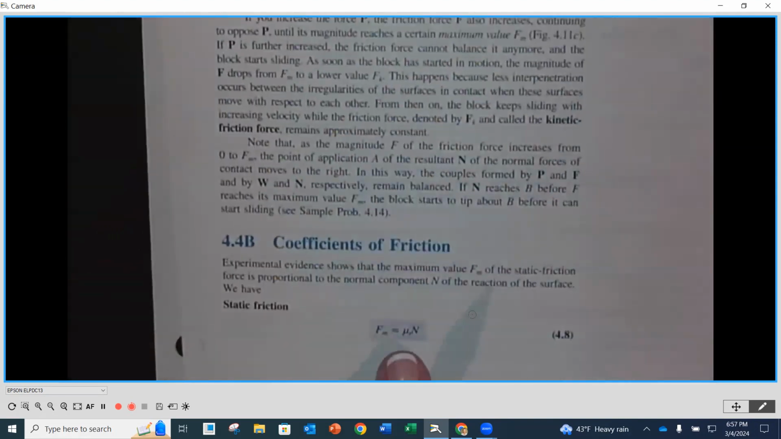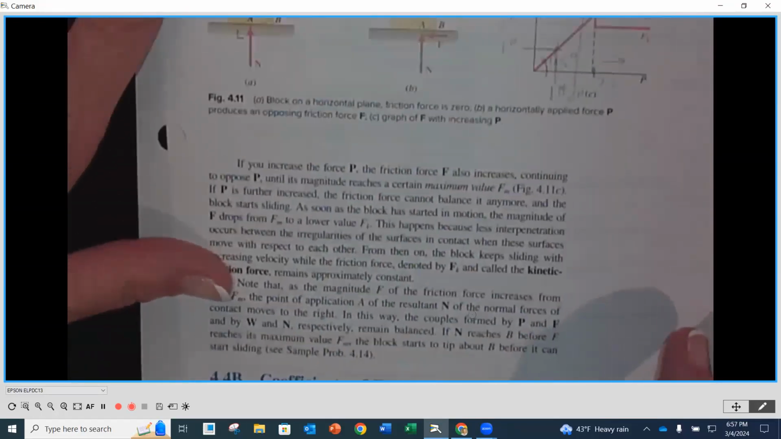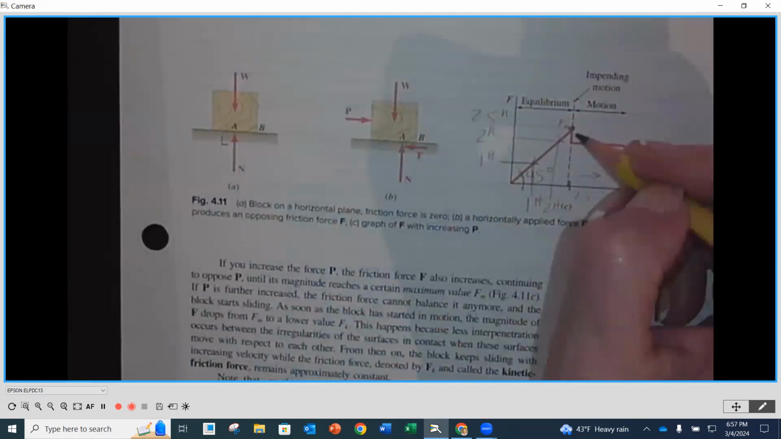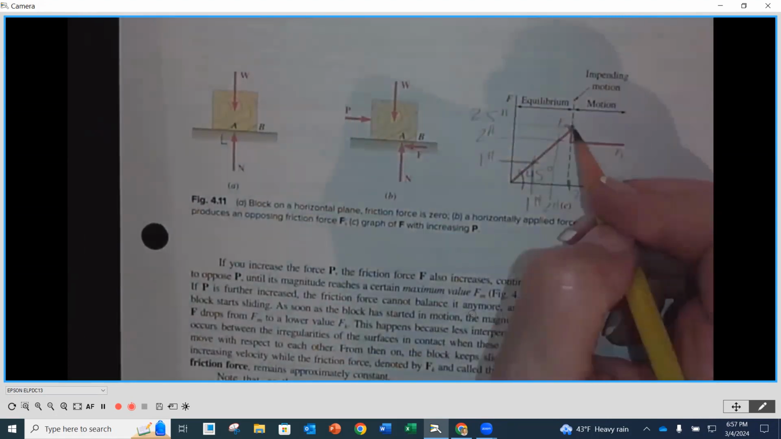The coefficient of friction. Now, there are 2 values of coefficient of friction for every set of materials that rub together, or that move relative to one another. The first one that we're going to look at is the static coefficient of friction. And the second one is the kinetic. Now, I'm going to go back up over here. The static coefficient of friction is what we use to calculate the maximum friction force, because remember, motion is impending. It is not occurring yet. It's right before. So we use the static friction coefficient to calculate that maximum.